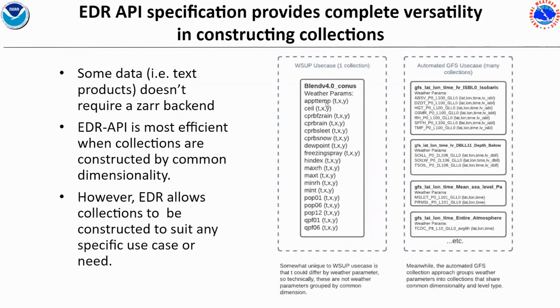Another example is the use case for the National Blend of Models. In that use case, we knew our users wanted access to all the data at once, in one collection. So basically, this would be one Zarr data store. This is different from the GFS use case I just talked about, where we're separating by isobaric levels, depth below, mean sea level pressure, and so on. So I'm just highlighting the point that, with Xarray and Zarr, you give full flexibility to the data provider to organize the data how they want to. You're not forced to how the legacy data was organized.